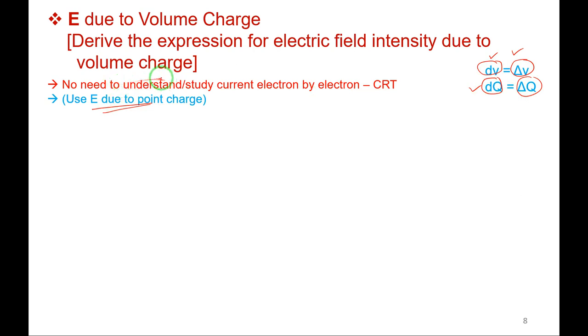Next, before seeing the derivation for E due to volume charge, there is one statement I have written here. There is no need to understand or study the current electron by electron. For example, the cathode ray tube or your older days TV, the big tube-like structure TVs. Whenever current is flowing in the circuit, we will not study electron by electron. The flow of electrons constitutes current. So we study the nature of current in a bulk way, in an entire volume charge. Hence we call volume charge a group of electrons.